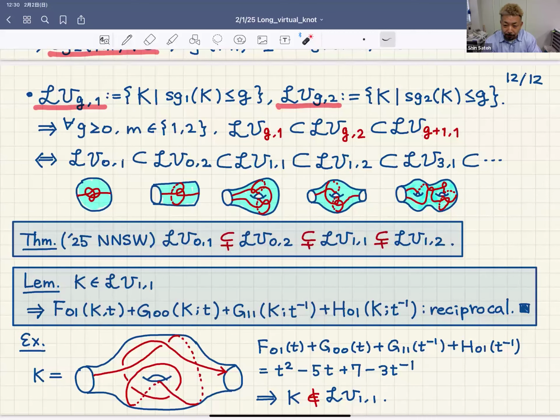But the first two inequalities have already been proved. This one and this one have already been proved in the previous theorem. So it is sufficient to prove this part. To prove that LV11 is a proper subset of LV12, we give a necessary condition for a long virtual knot belonging to LV11 here.